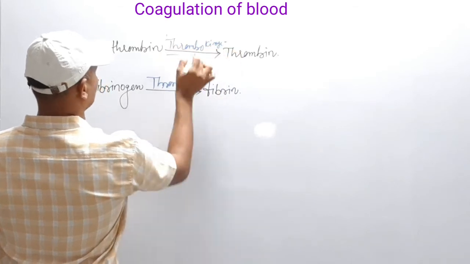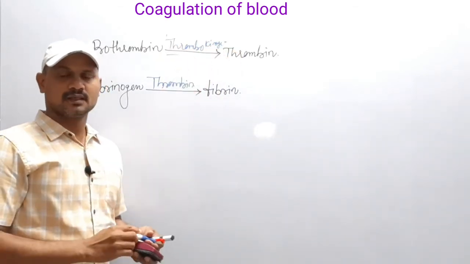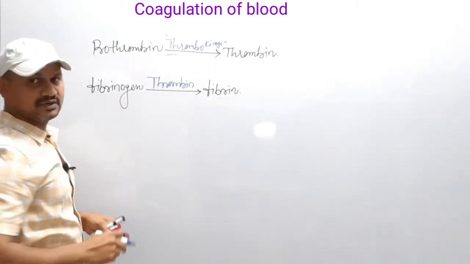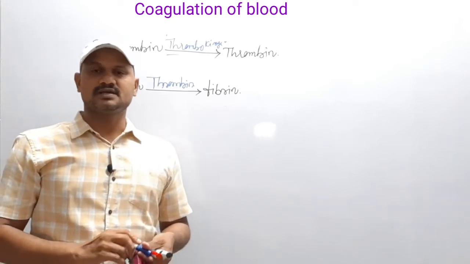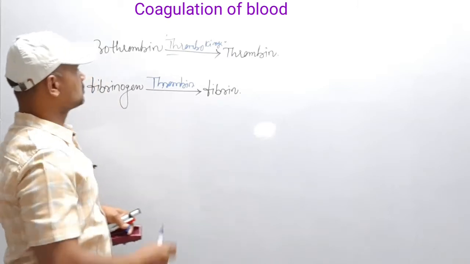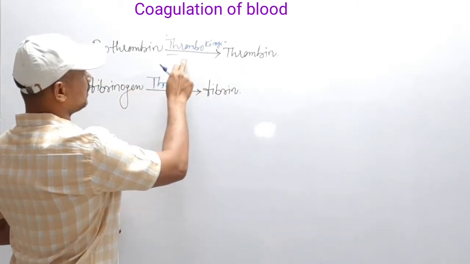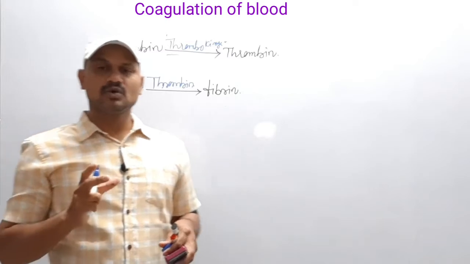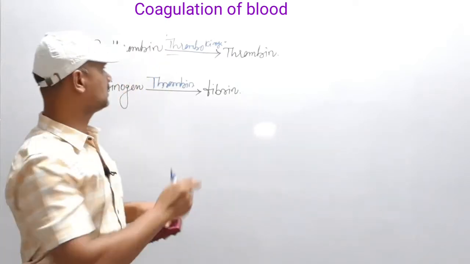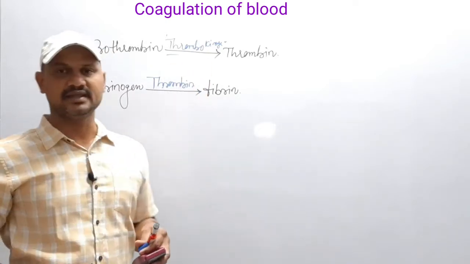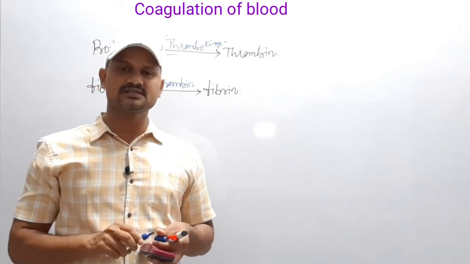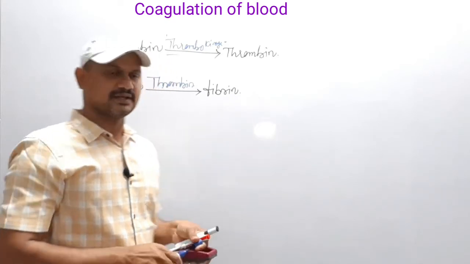Thrombokinase. Now, you have to observe and remember these two reactions mainly. Inactivated prothrombin, which is present in plasma, is converted into activated thrombin. For this reaction, one enzyme complex is required, and the name of that enzyme complex is thrombokinase, or we can call it prothrombin activator.